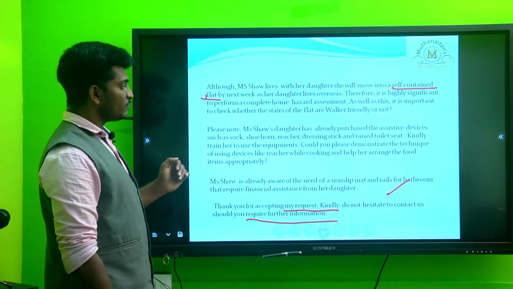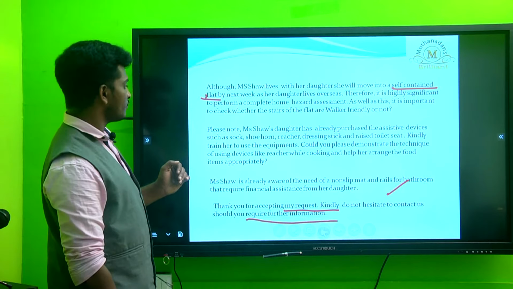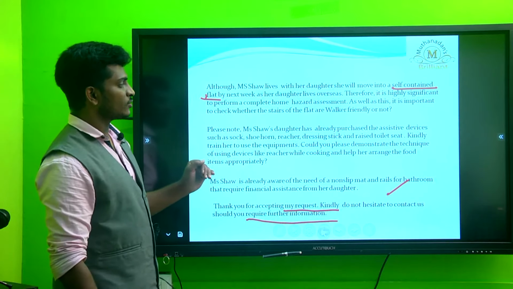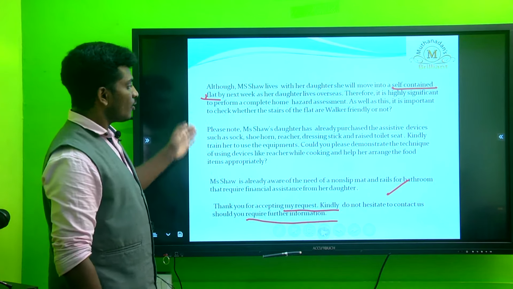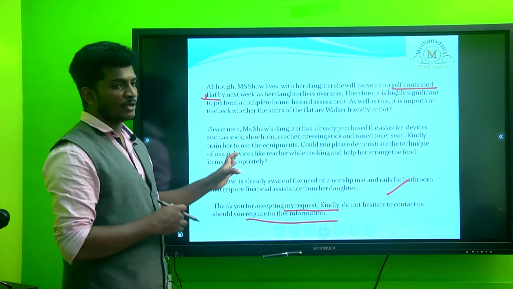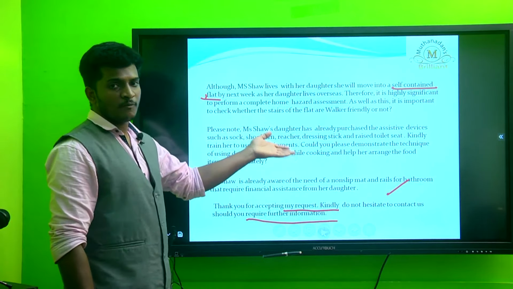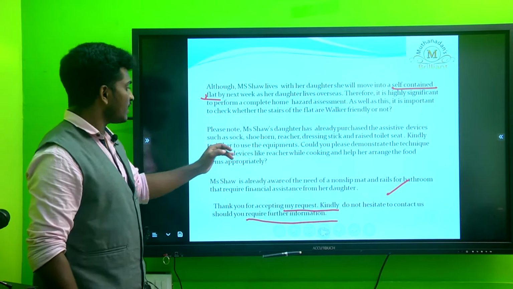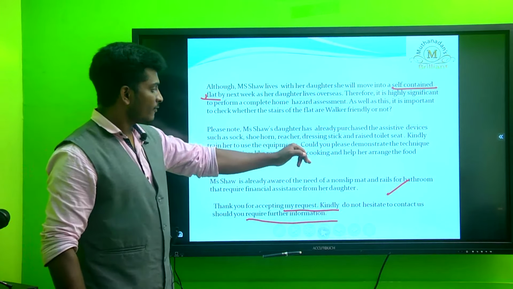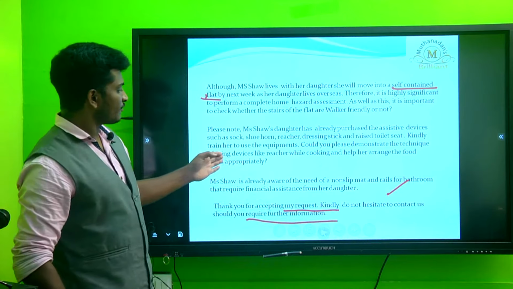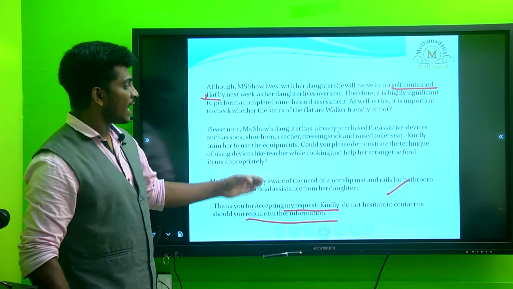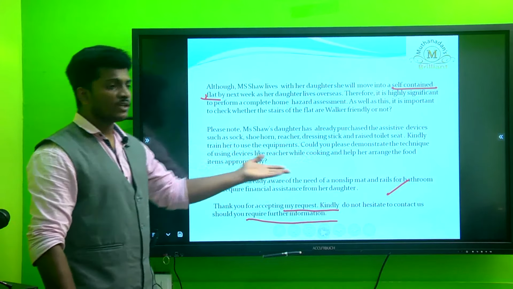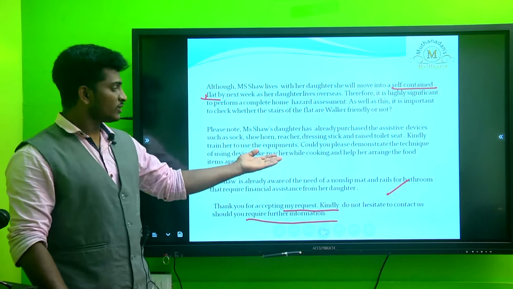Next paragraph is, please note Ms. Shah's daughter has already purchased the assistive devices such as sock aid, shoe horn, reacher, dressing stick and raised toilet seat. Kindly train her. So tell them all the things that are available and what is his responsibility when he goes to the patient's home for his teachings. What he has to do is kindly train her to use the equipment. Full stop. Could you please demonstrate the technique of using devices like the reacher while cooking and help her arrange the food items appropriately? Like how to use the reacher.